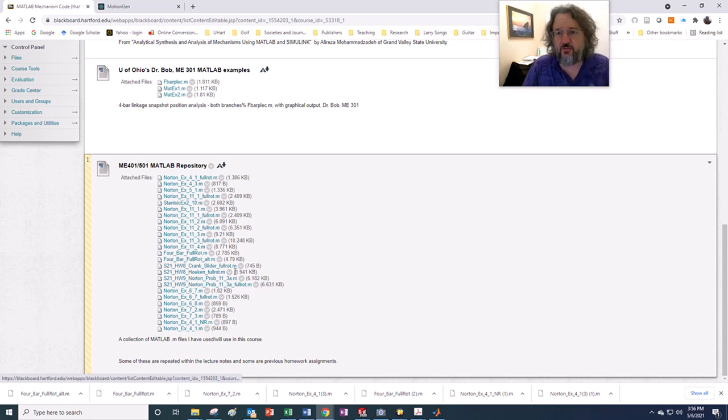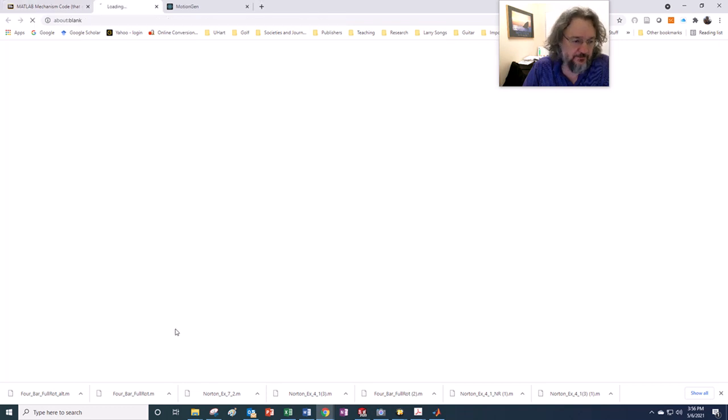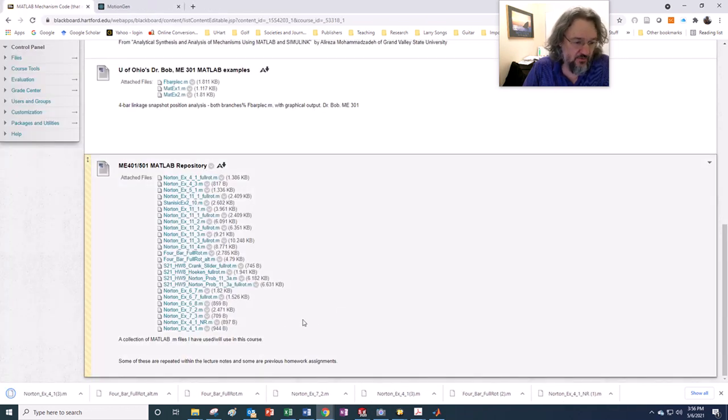One of the things I really wanted to do was to move towards a MATLAB intensive course, and I hope to do that more in the future. So I'm going to start off with Norton example 4.1 right here. I'm downloading that. Norton example 4.1 is just to confirm my angles, right? So I'm going to get the angles. We could actually get that from Norton 7.2 as well.